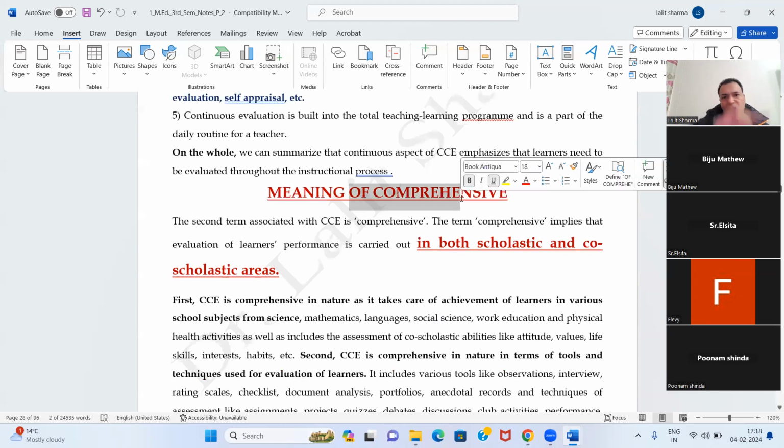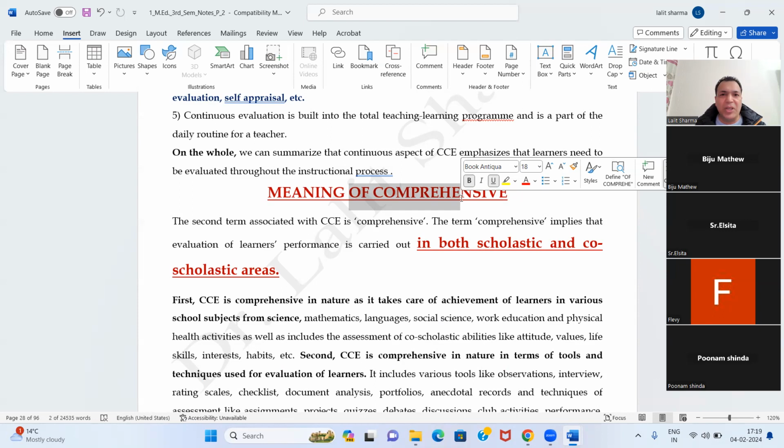Now comprehensive means complete, covering scholastic as well as co-scholastic areas. Students should be better in academics as well as co-curricular activities. I will even say extra co-curricular activities. You have to make the student very good in extra co-curricular activities.